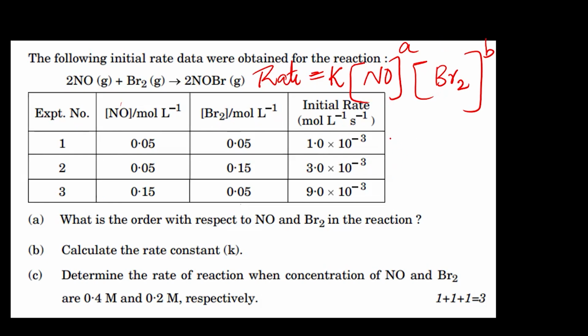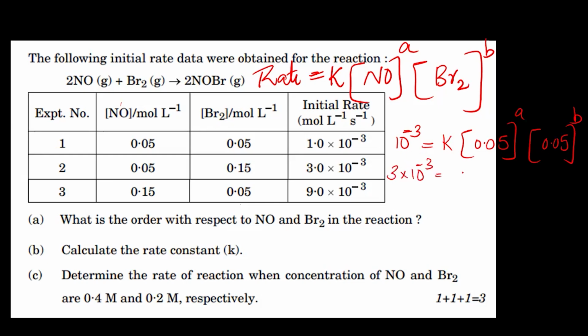You will be getting what? Rate is given, right? For the first experiment it is 10 to the power minus 3, that will be equal to K times 0.05, that is the concentration of NO raised to A, and 0.05, that is Br2 concentration raised to B. Then the second experiment, 3 into 10 to the power minus 3, that is equal to K times 0.05 raised to A, no change, and 0.15 raised to B.